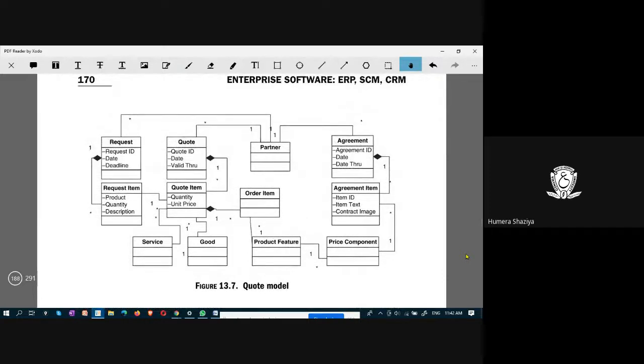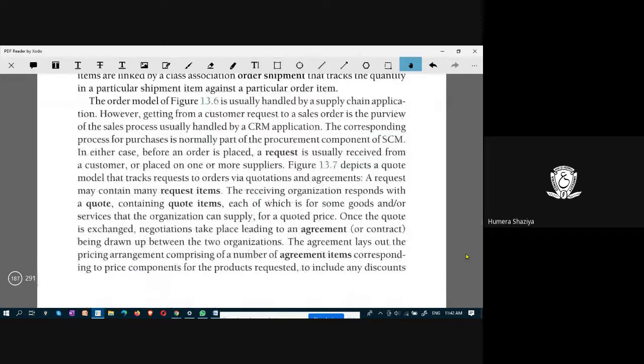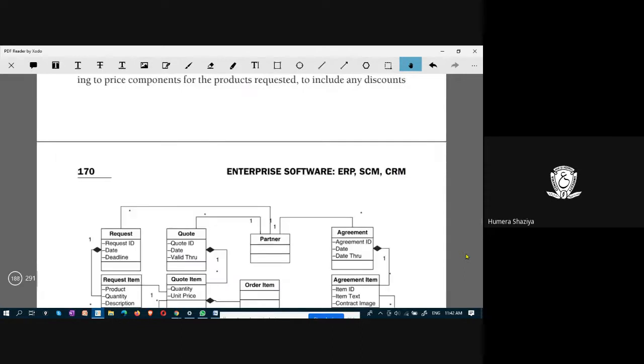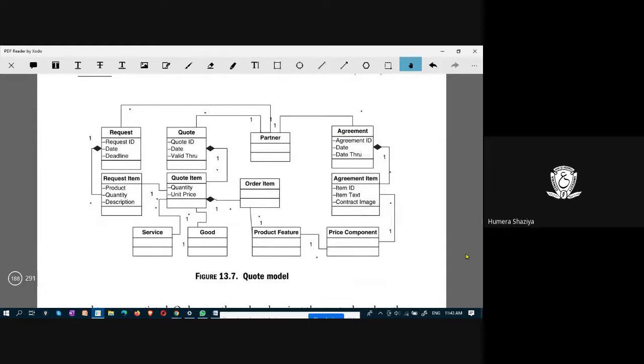Another important element is a quote. What is a quote? The receiving organization responds with a quote containing quote items. If an organization is purchasing products from another organization, then it invites quotations and agreements from other companies, and then they would quote. Here this is all about that quoting.